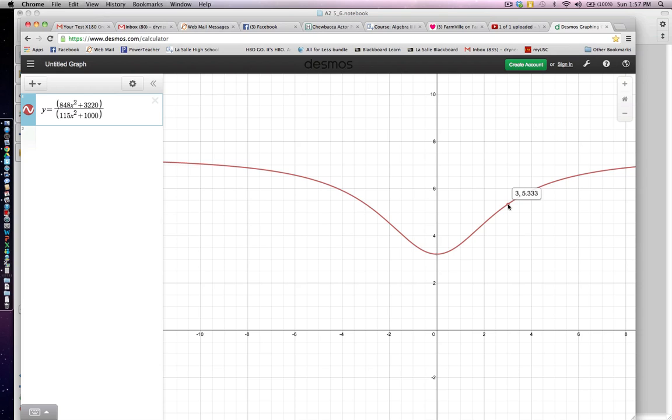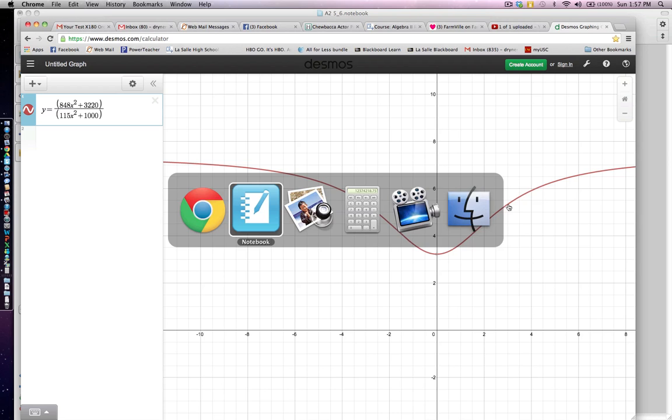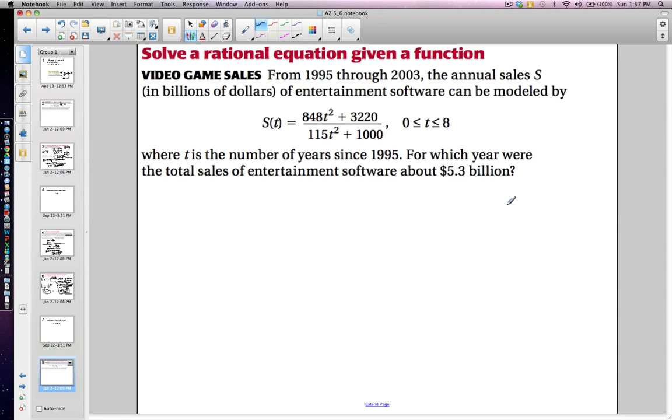I could have made an input-output table, and I would have eventually found this, but what's nice is if you're going to look for a specific value from an equation like this, if you graph it, it's pretty easy to find that point without doing a lot of mess. So in year 3 would be the time that would happen, so that would be in 1998.